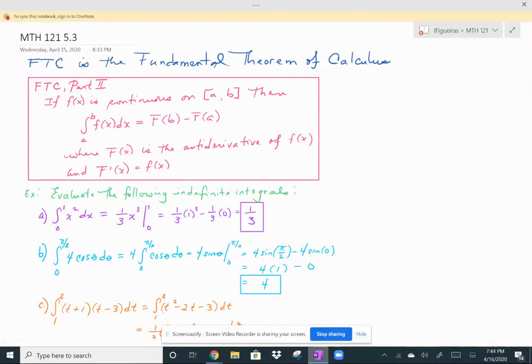Hi, this lesson is on the fundamental theorem of calculus. So just for convenience, I'm going to abbreviate it as FTC. There are two parts. I'm starting with part 2, which is in this pink box here.